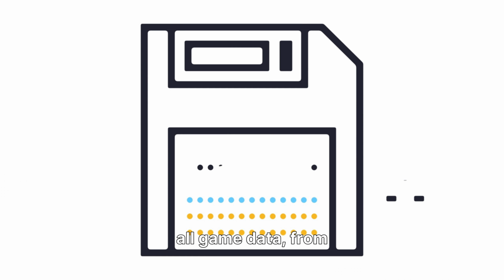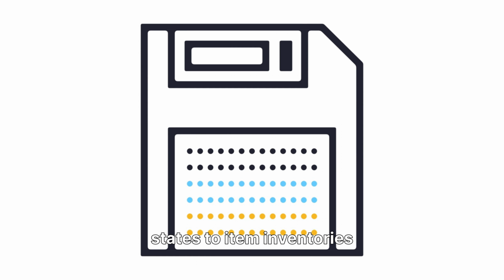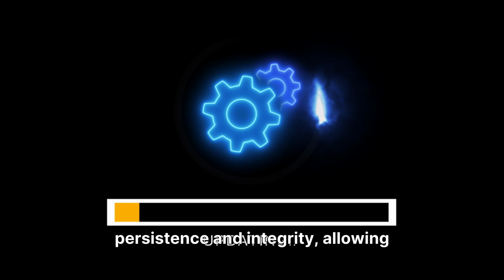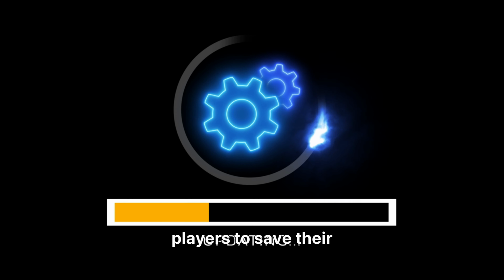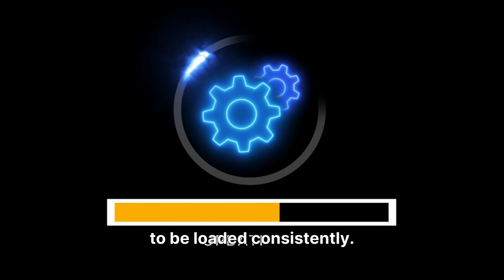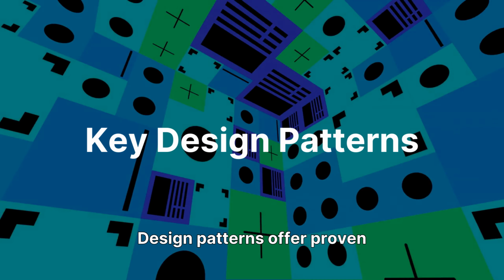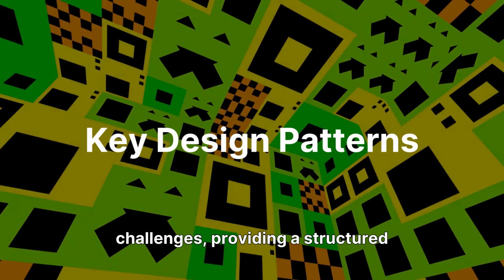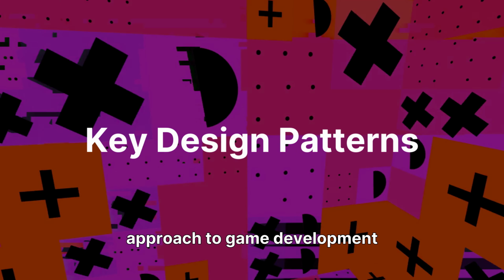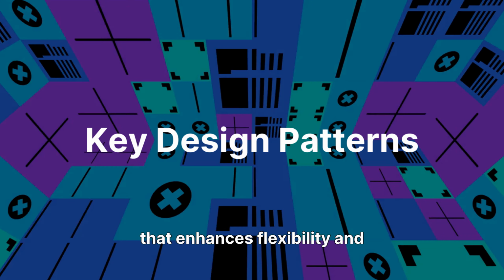Finally, the data layer is responsible for managing all game data, from player progress and save states to item inventories and configuration settings. This layer ensures data persistence and integrity, allowing players to save their progress and game settings to be loaded consistently. These distinct layers promote modularity, making the code significantly easier to manage, update, and debug over time, especially in large teams. Design patterns offer proven solutions to common architectural challenges, providing a structured approach to game development that enhances flexibility and reusability.